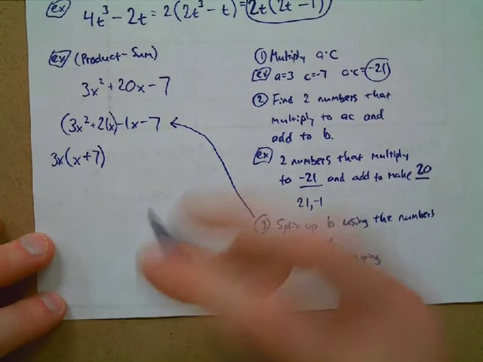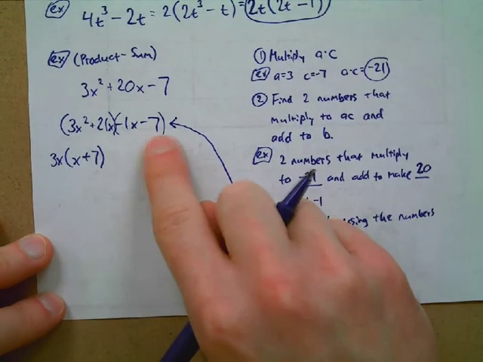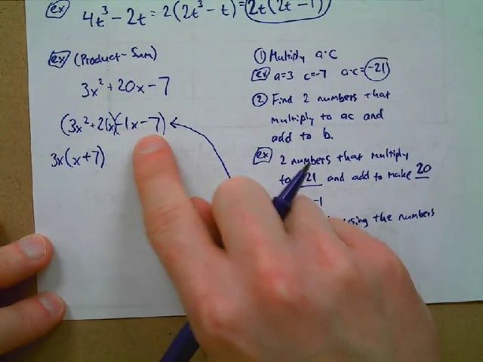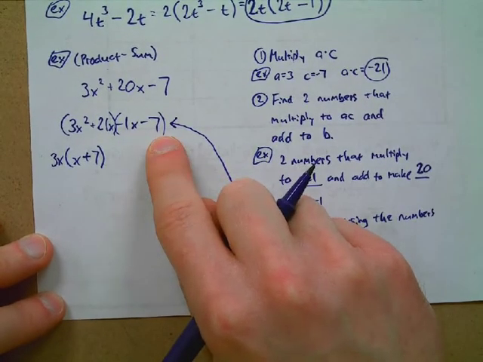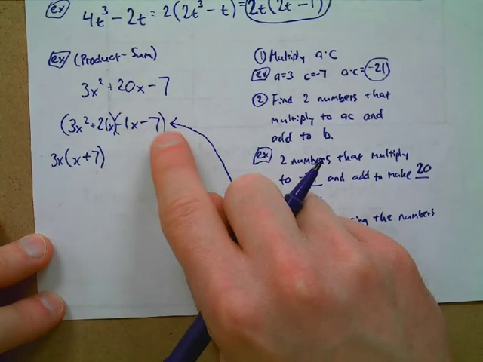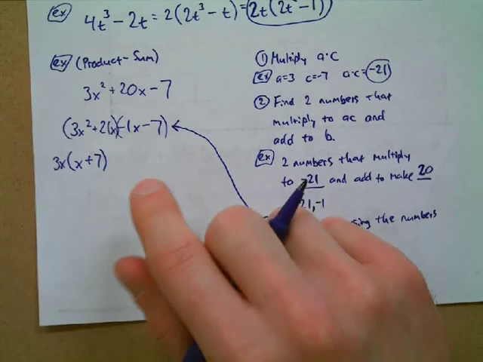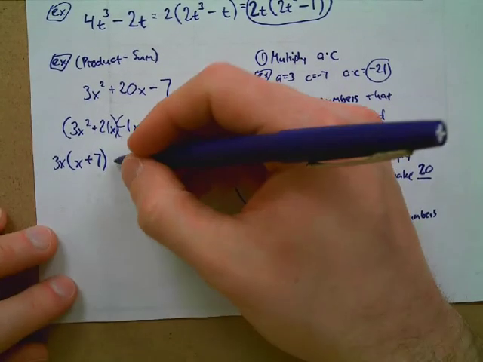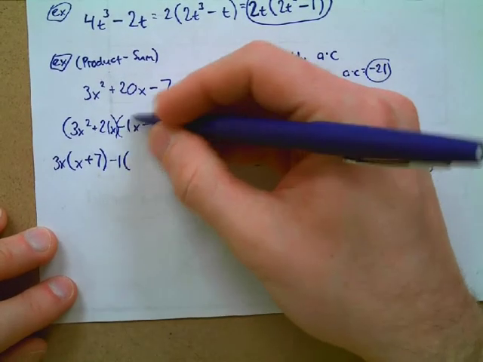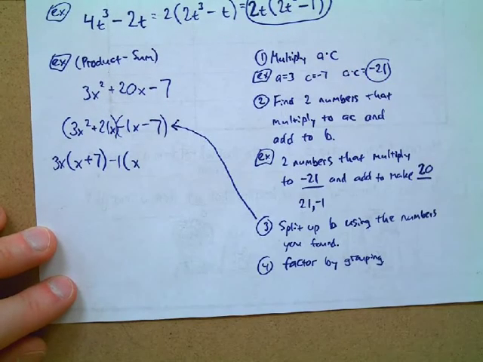Okay, now for the second group. What can we divide out from this second group? What's in common here? They both don't have an x, so you can't do x. Divide by a negative. Yeah, -1, exactly right. Let's factor out a -1. So that leaves just an x behind here. And then what's -7 divided by -1? That's positive 7.